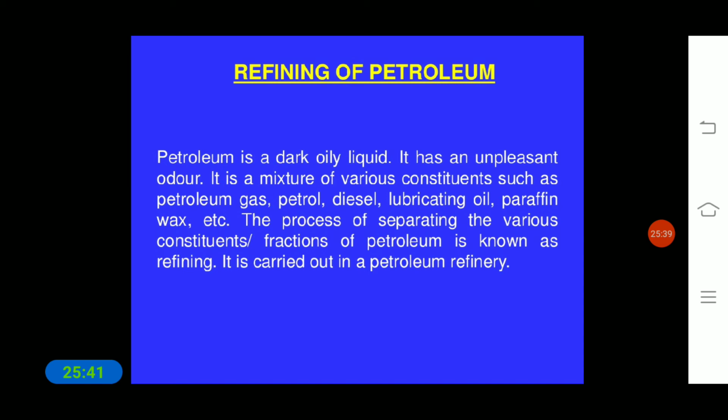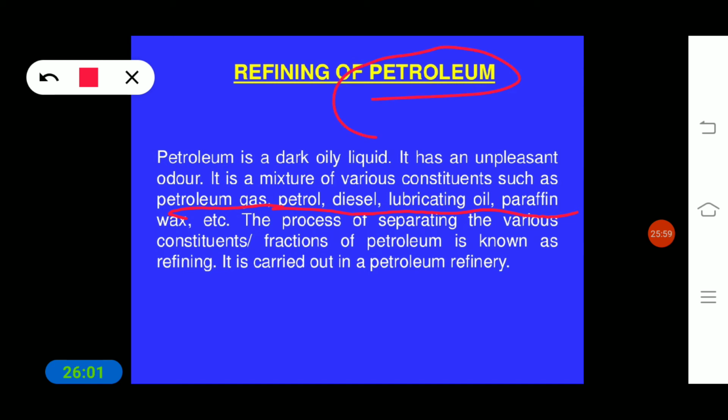Refining. In this petroleum there are many substances present, that is petroleum gas, petrol, diesel, lubricant oil and paraffin wax, etc. So we can separate these substances from this petroleum, and we call it what? Separating the various constituents or fractions of petroleum is known as refining. It is carried out in a petroleum refinery.